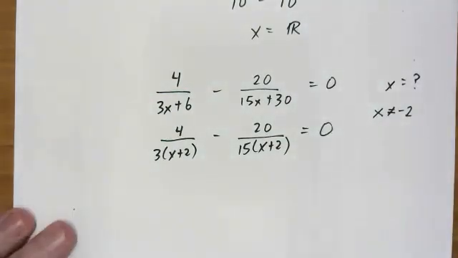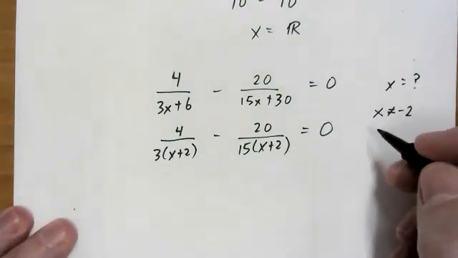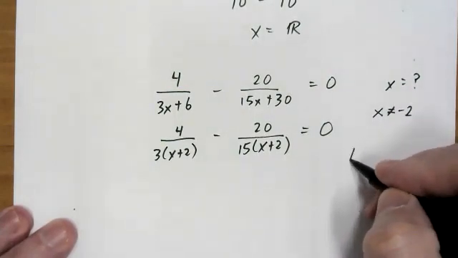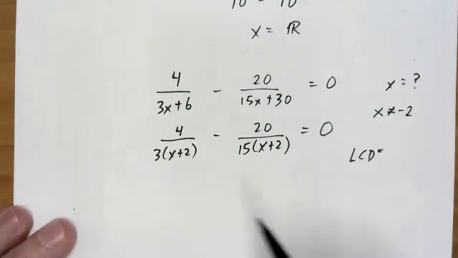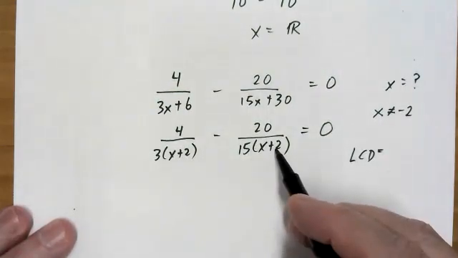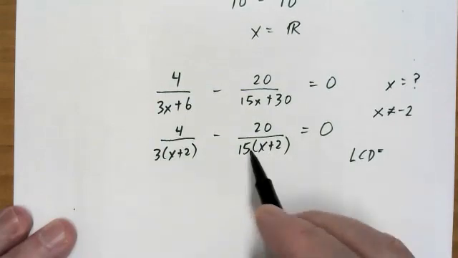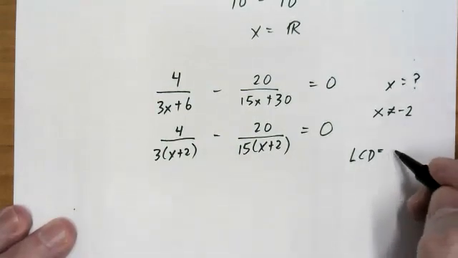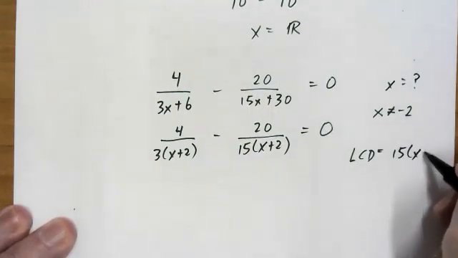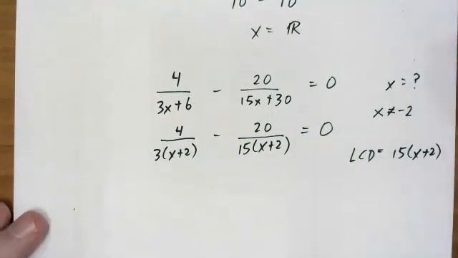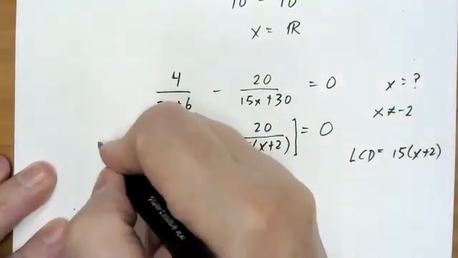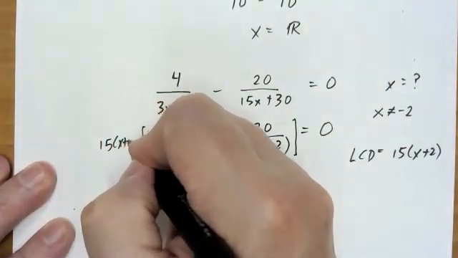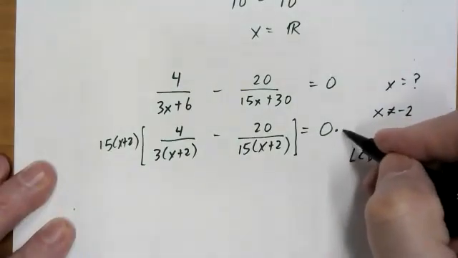Now, to solve this equation, we like to clear the fractions, which means I'm going to multiply both sides by the LCD. If I look at these two denominators, the parenthesis is the same, x plus 2. However, I get a 3 and a 15. So we've done this before, where it looks like the LCD should be 15 times x plus 2. So to clear fractions, we multiply both sides by the LCD.